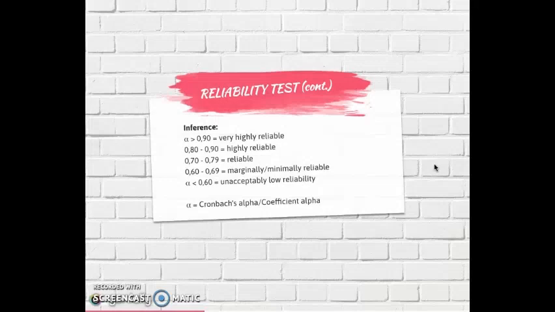Let's just agree that your instrument is considered reliable if the Cronbach's alpha coefficient is higher than 0.7. As you can see here, 0.7 is considered reliable. See? Okay. The tutorial of the reliability test is provided in a document, and it has also been uploaded on my class website, so you can check it.